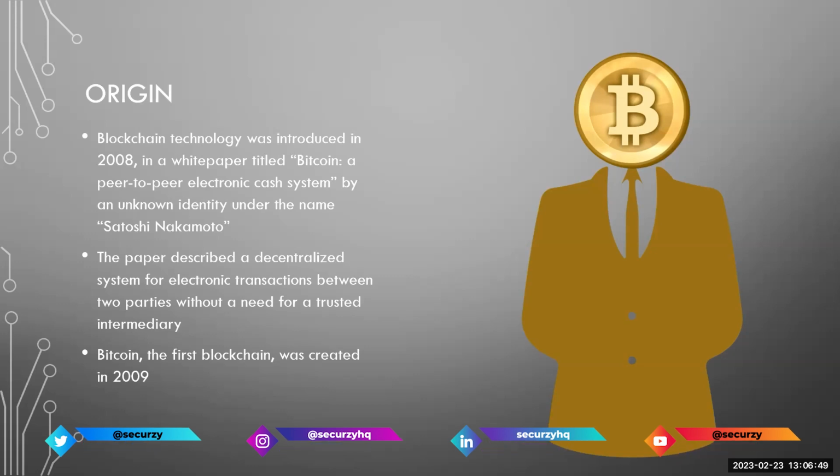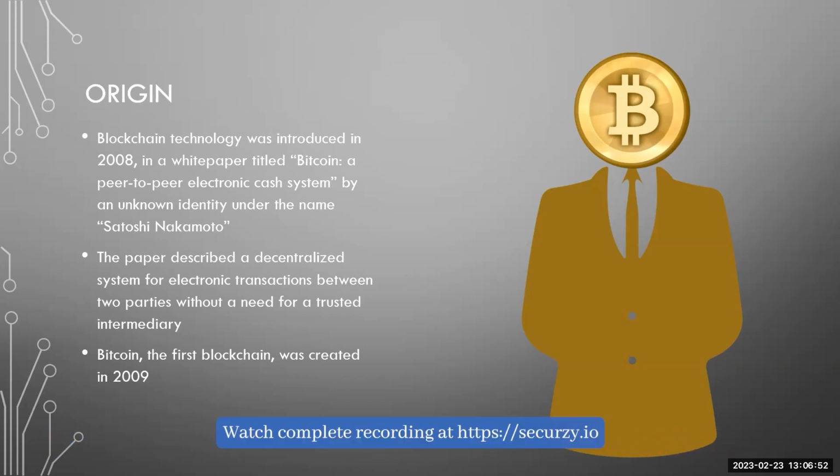Now, the original Bitcoin blockchain was launched in 2009, and since then, the technology has been applied to a wide range of use cases beyond just digital currencies. We will elaborate on it later. Today, blockchain technology is being used to build decentralized applications, improve supply chain management, enhance cybersecurity, and more. Do you have any questions about the origins of Bitcoin? Okay.